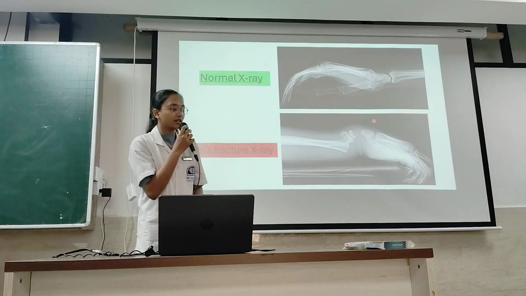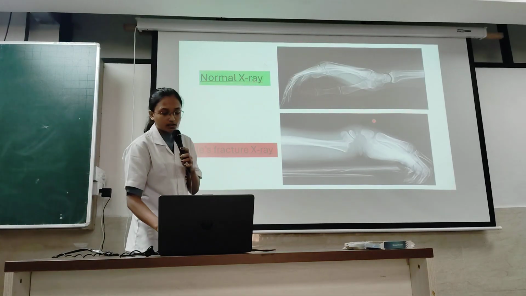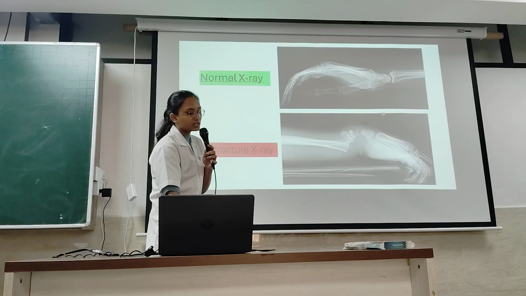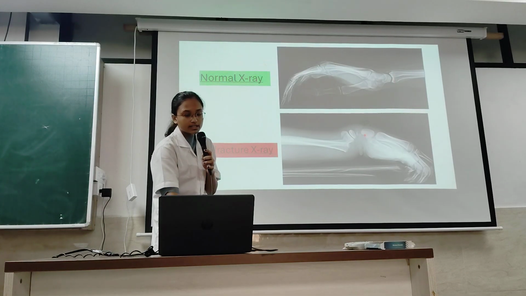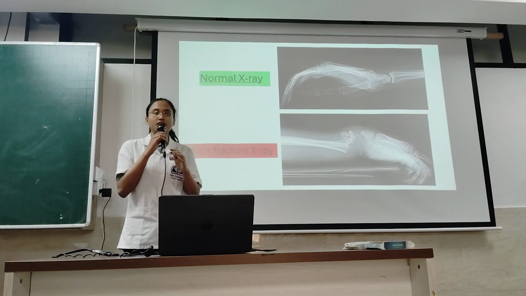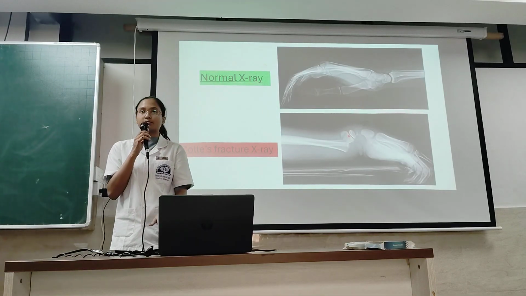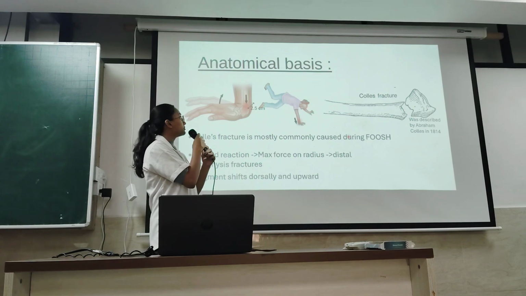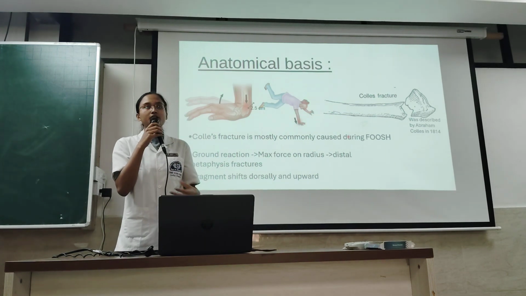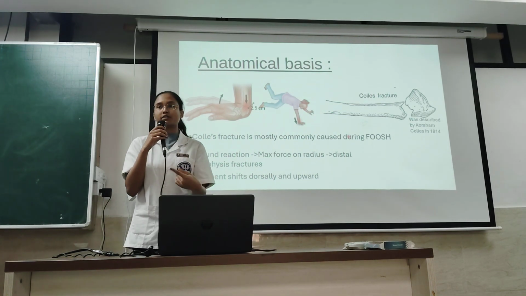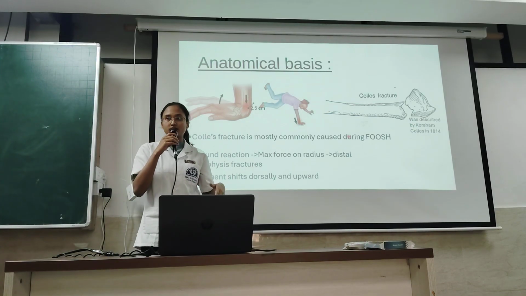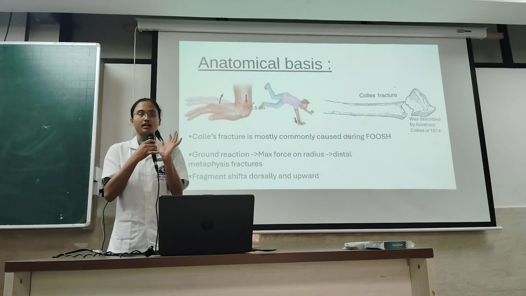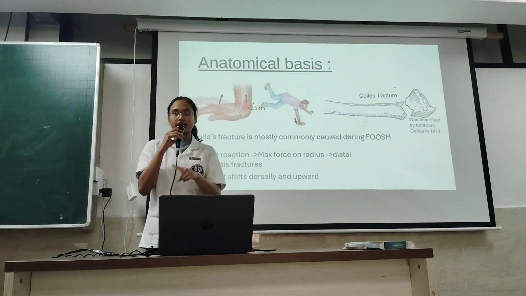On seeing her radiograph, this is the normal X-ray where all the bones are in the normal position, and this is the Colles' fracture X-ray where we can see the radius is dorsally angulated. From all the radiograph, signs and symptoms, we can conclude that the case was about Colles' fracture. So what is the anatomical basis? As mentioned, Colles' fracture is most commonly caused by a fall on an outstretched hand. When a person falls on an outstretched hand, in order to save himself, he dorsiflexes the wrist, which causes the ground reaction force to travel through the radius and ulna.